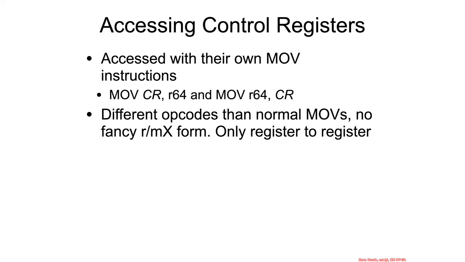Okay, so how do we access those control registers if we're an operating system and we want to set or clear some of those bits? We do it with just a move assembly instruction. It's just a different opcode than the normal moves you're used to. It doesn't support the r/m form, it only supports moving a 64-bit register into the control register. So this would be move R64, so RAX, into CR0, CR2, whatever. And it has a form where you move from the control register back out to a 64-bit general purpose register.